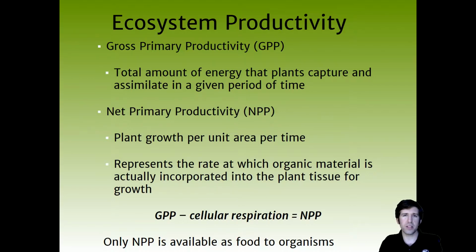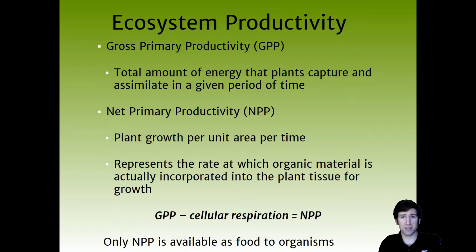And if you look at the bottom equation, your gross primary productivity minus respiration is going to give you your net primary productivity. So this is the total amount of energy that the plant is getting from the sun, minus the amount of energy it needs to take out for respiration, which leads to how much the plant is actually growing, or in other words, again, the NPP, net primary productivity.